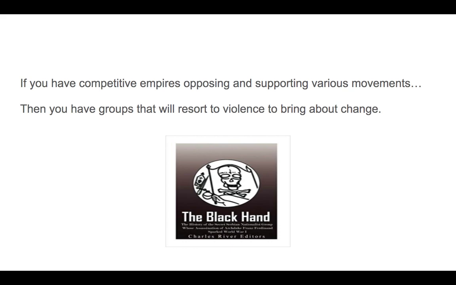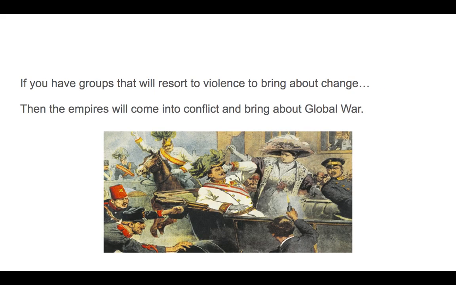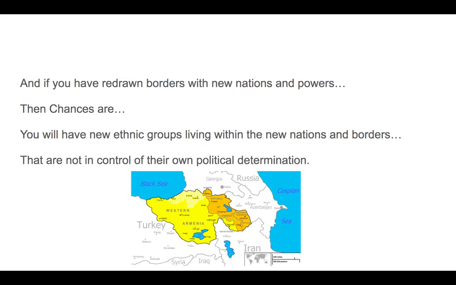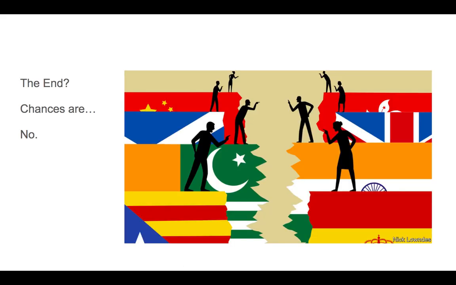If you have competitive empires opposing and supporting various movements, then you have groups that will resort to violence to bring about change. If you have groups that will resort to violence to bring about change, then the empires will come into conflict and bring about global war. If the empires come into conflict and bring about global war, then the results of that war will be redrawn borders with new nations and powers. And if you have redrawn borders with new nations and powers, then chances are you will have new ethnic groups living within the new nations and borders that are not in control of their own political determination. The end? Chances are, no.